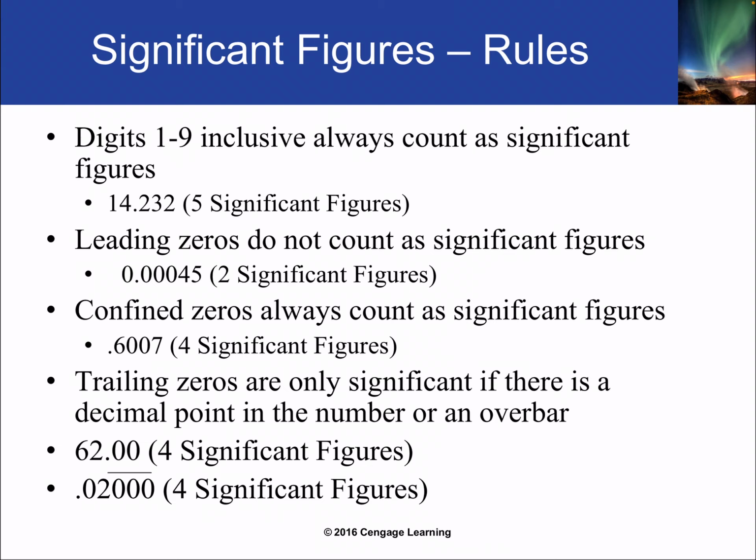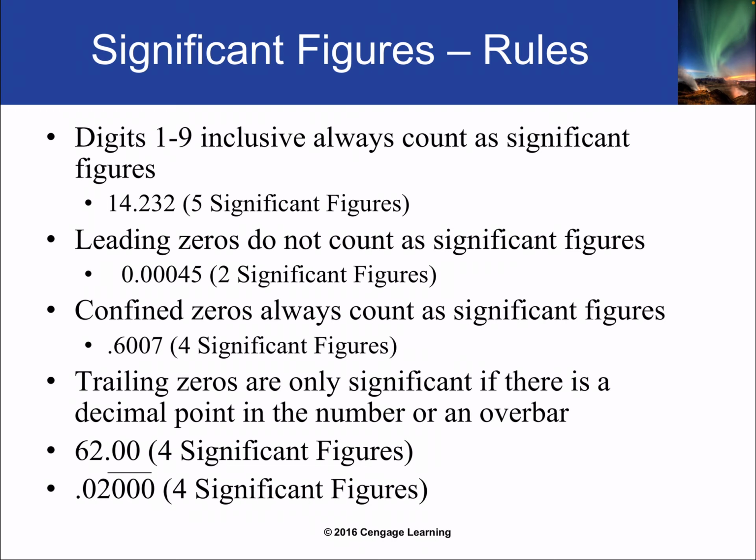Then you're told that confined zeros always count as significant. Well, confined zeros are going to be those zeros between the digits 1 through 9 inclusive. So here we have 2 zeros in between the 6 and the 7. So the total number of significant figures would be 4.